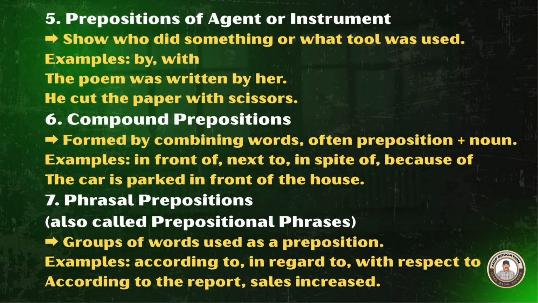5. Prepositions of agent or instrument. They show who did something or what tool was used. Examples: by, with. The poem was written by her. He cut the paper with scissors.